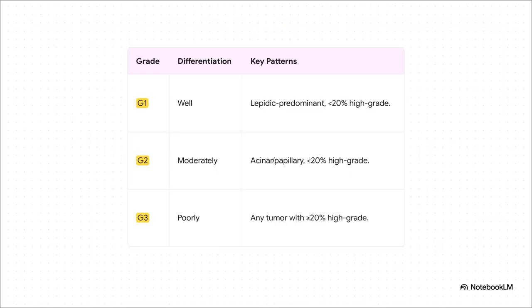Sticking with those non-mucinous adenos, we have a pretty specific grading system that's based on what you see under the scope. It basically boils down to this. If 20% or more of that tumor is made up of high-grade patterns, think solid or micropapillary, it's automatically a grade 3, or poorly differentiated. Getting that percentage right is a key part of your report.